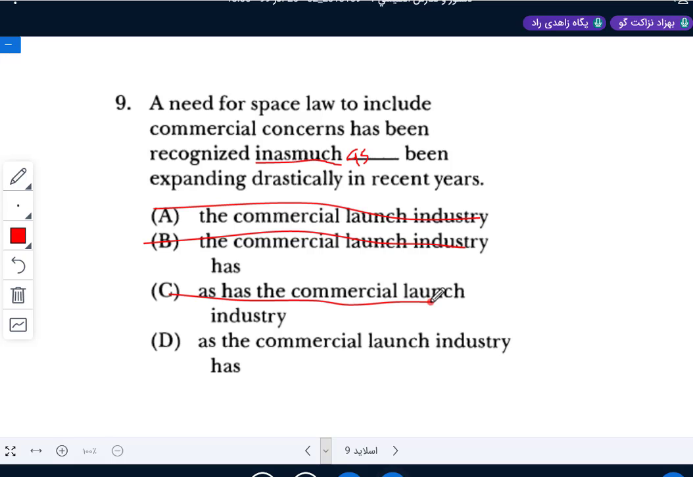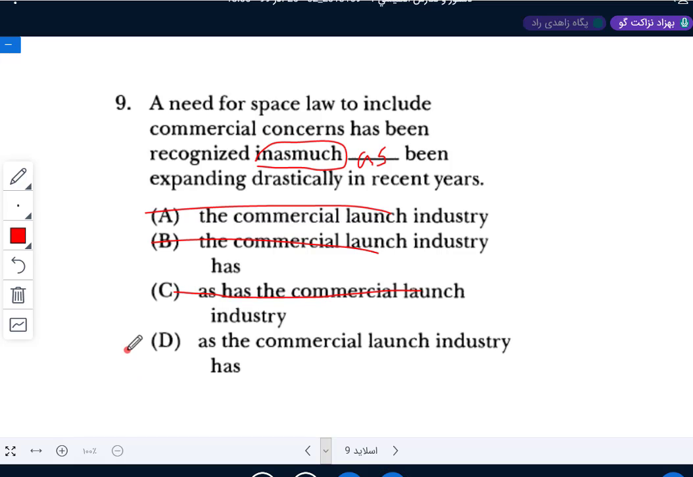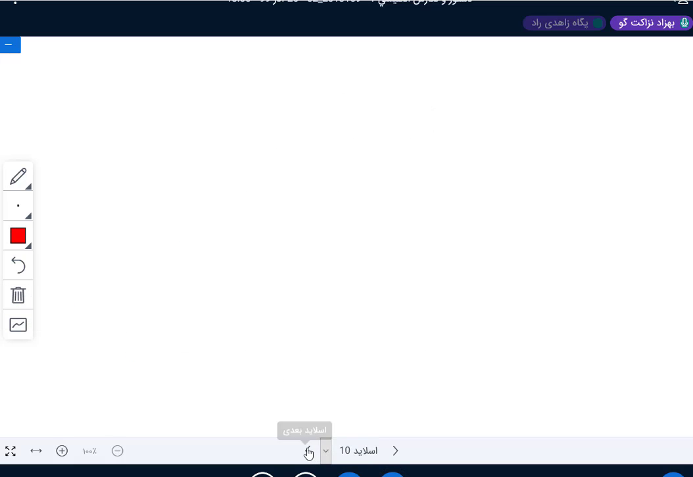So there is no need to read the test. You look at the connector, it requires as. So these two choices are extra. Because this is a subordinate clause connector, we require a subject. Here there is no subject. Immediately I see the verb. This is not correct. So choice D is the best choice. Let's go to the next one.